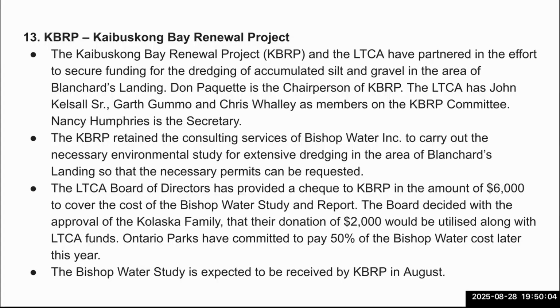Because of the need to do removal of siltation, there will be an environmental assessment required. Ontario Parks recommended a consulting firm out of Arnprior, Bishop's Water Incorporated, to carry out this study for the dredging, and they did various site inspections. They flew the whole area by drone. They took soil samples from the lake bottom, various locations, had them analyzed.